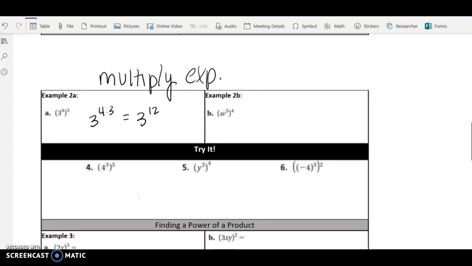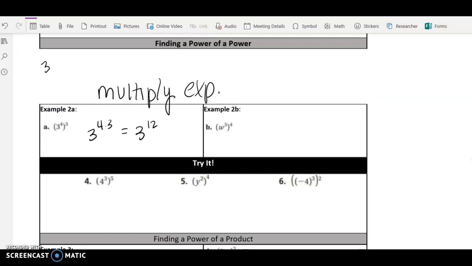Because what this means is I have 3 to the 4th 3 times. If we are multiplying with the same base, then we add the exponents. So 4 plus 4 plus 4, and 4 plus 4 is 8, plus 4 is 12, so that gives us 3 to the 12th power, and that's why this rule works. So again, this is 3 to the 12th power.